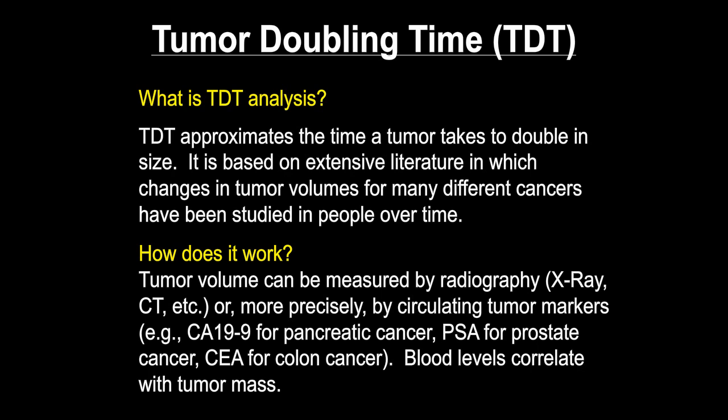How does this work? Tumor volume is usually assessed by radiographic means, like an X-ray or a CT scan or something of that nature. It is actually much more precisely documented by looking at serum markers, blood markers. So PSA for prostate cancer, CA19-9 for pancreatic cancer, and so forth. These actually are a direct reflection of tumor mass. And if they are followed over time, then they can provide a reasonable index of how rapidly the tumor is growing.